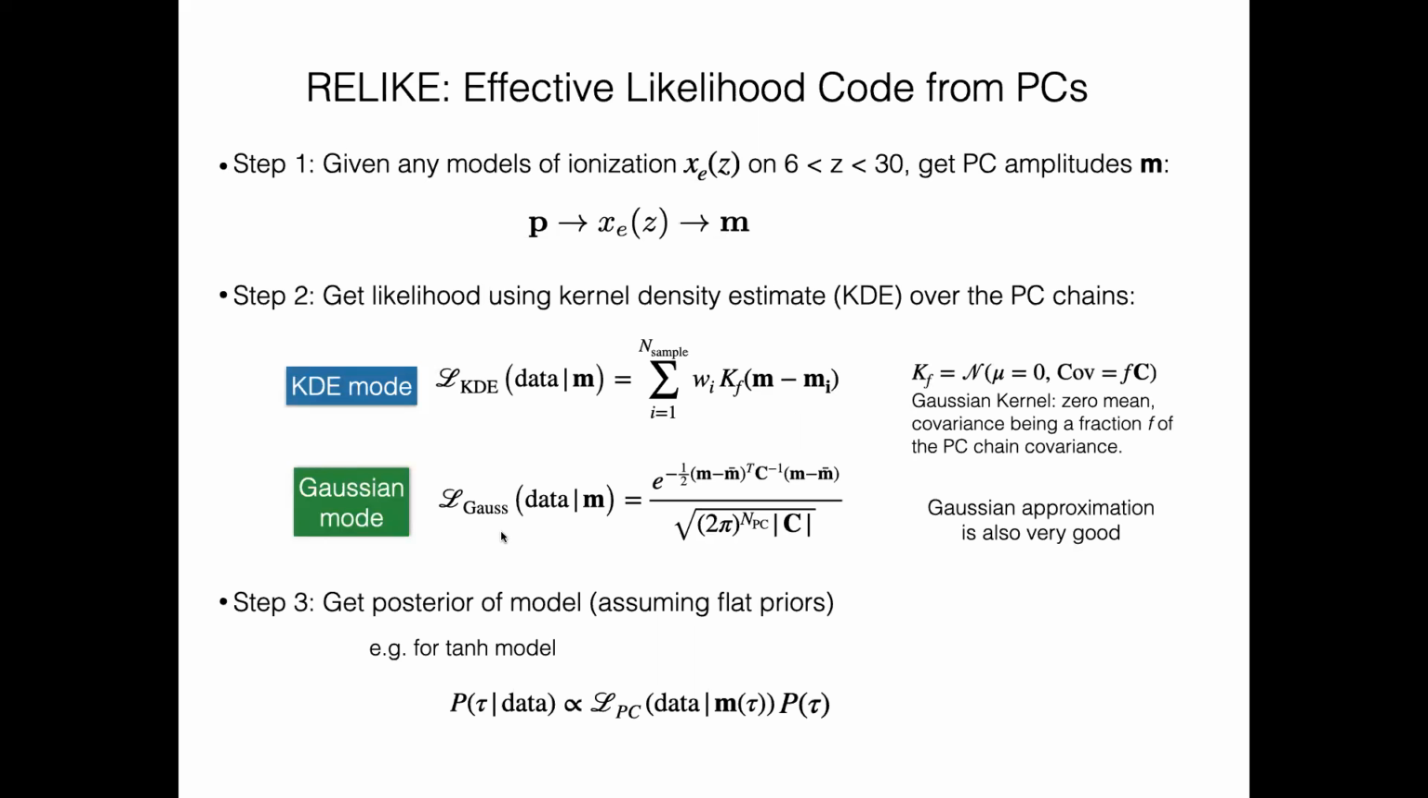And we also have another mode, which just uses the Gaussian approximation using the covariance we get from the chain. It's actually a really good approximation in the 2018 data set. It wasn't so good in the 2015 one. And after you get the likelihood, it's very easy to get a posterior of the model, assuming you've got flat priors on the model parameters. It's really just the likelihood itself rescaled.